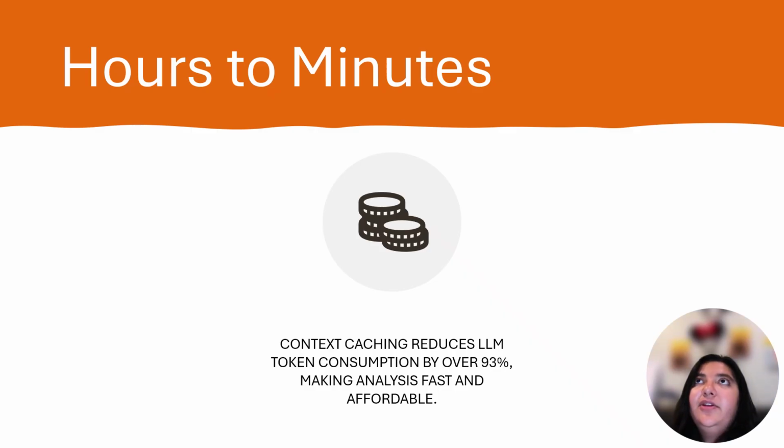So when you think about context caching, I would think about what the character list is actually about. And so it reduces the LLM token consumption by over 93%. And this is very important because Gemini Pro is not open access. That means that it costs Google Cloud Computing tokens, and you're able to save on it when you context cache in the background, and it makes the analysis fast and affordable.